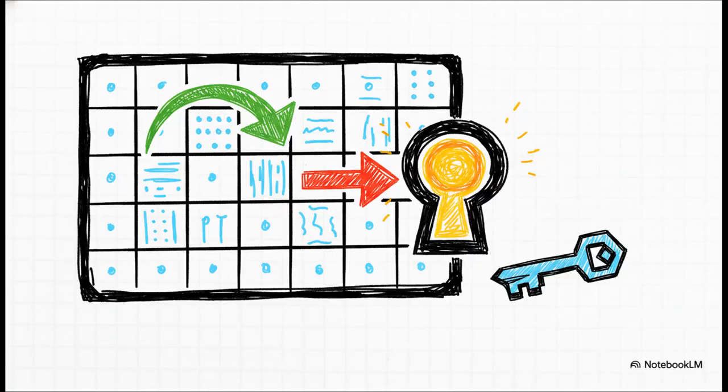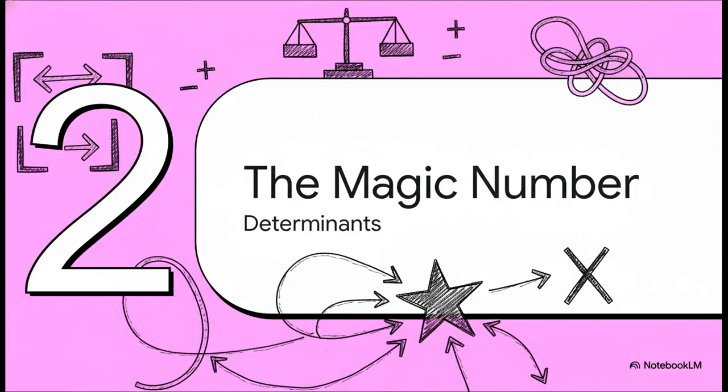This is the real-world application. Think about it. Data is scrambled up into a grid of numbers, a matrix. To unscramble it, to decrypt it, you need the right key. And that key? It's a special number called the determinant. Understanding that is our very first step. All right, so let's get to it.